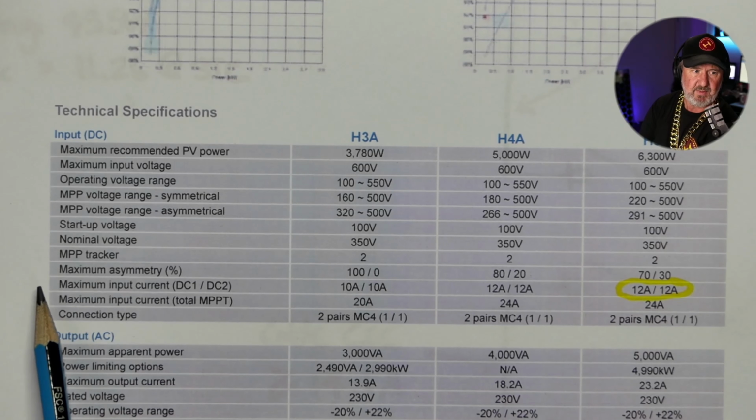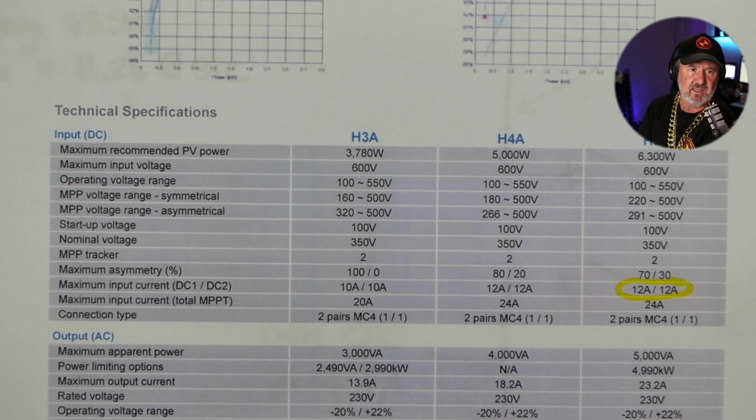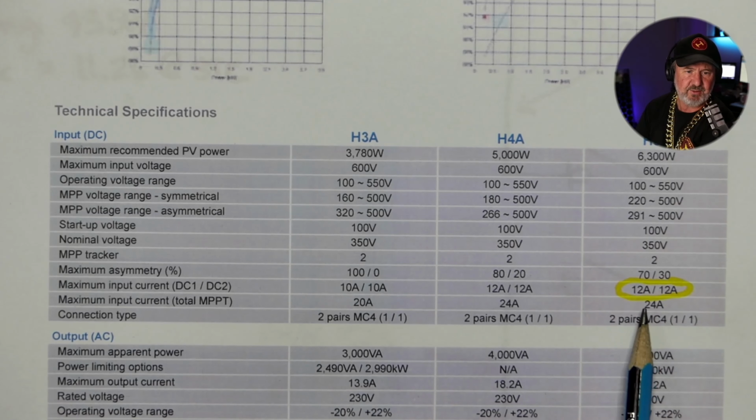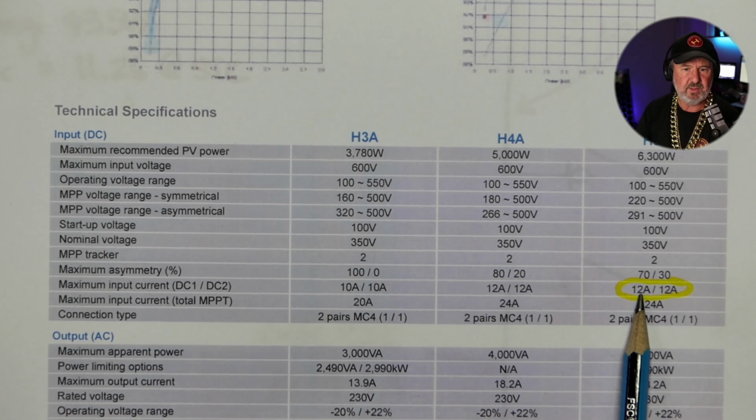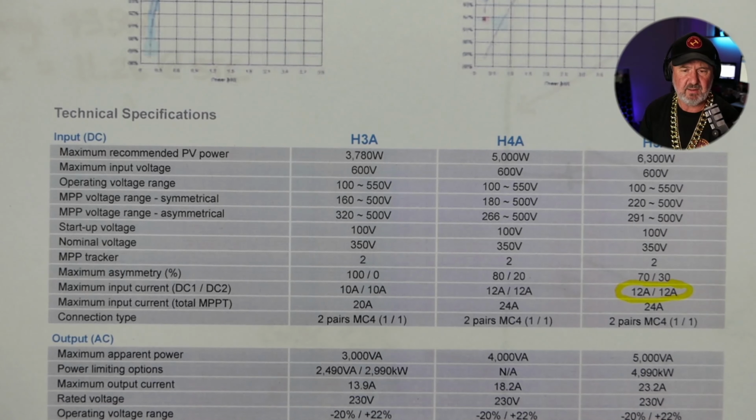So the maximum input current DC1, DC2, that refers to the two MPPTs that are part of this inverter. And it says 12 amps. But that's not a short circuit current rating. So he was worried that his panels could put out, allowing for the 25% oversizing factor, over 13 amps. And he was going, well, this inverter can't cope with that. But that is a current limiting factor. It's not a short circuit current rating.